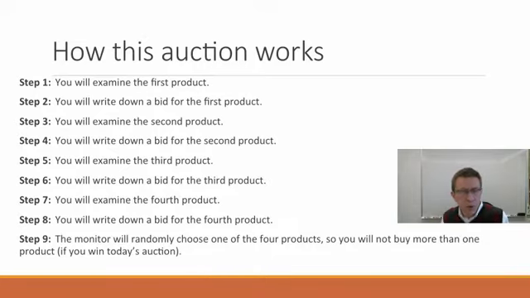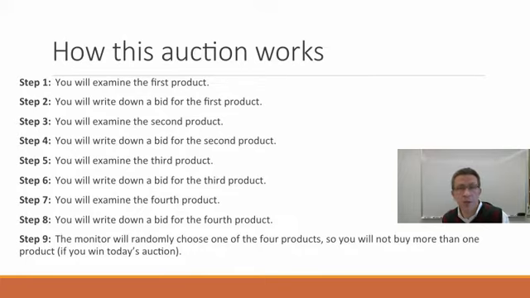But what we will have you doing in the next few minutes is you're actually going to be bidding on 4 different products. So here it says 9 steps. The first 8 are pretty straightforward. You'll examine a product. There'll be pictures on the screen and a short description. You'll put down your bid for the product, right? You'll type in whatever bid you'd like to place for the particular product. Then you look at product number 2 and you place the bid for product number 2. You'll then examine a 3rd product and finally a 4th product.